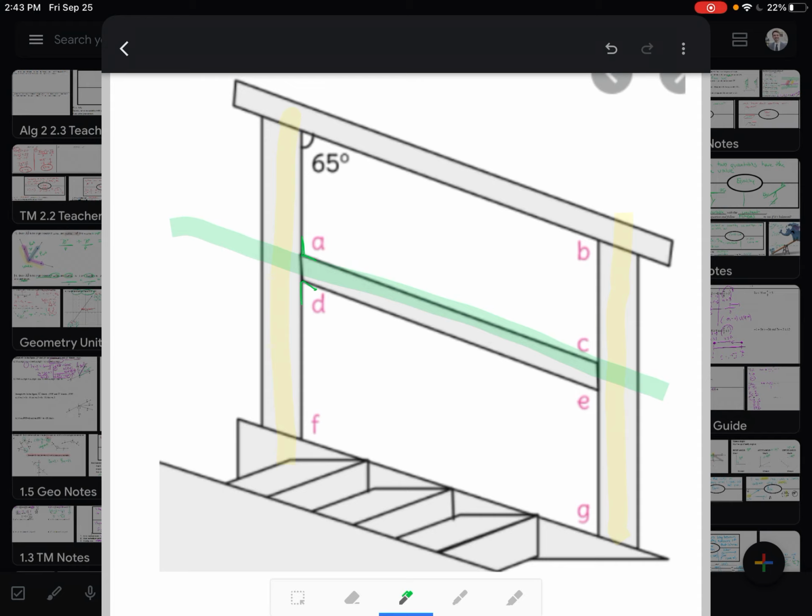So our objective today, and we're going to come back to this picture at the end, is to be able to use the information that we're given from this diagram and from the angle that we're given, 65 degrees here, to determine all of the other angles in this picture. That's a big deal, and it's going to be really important when we're constructing this staircase.